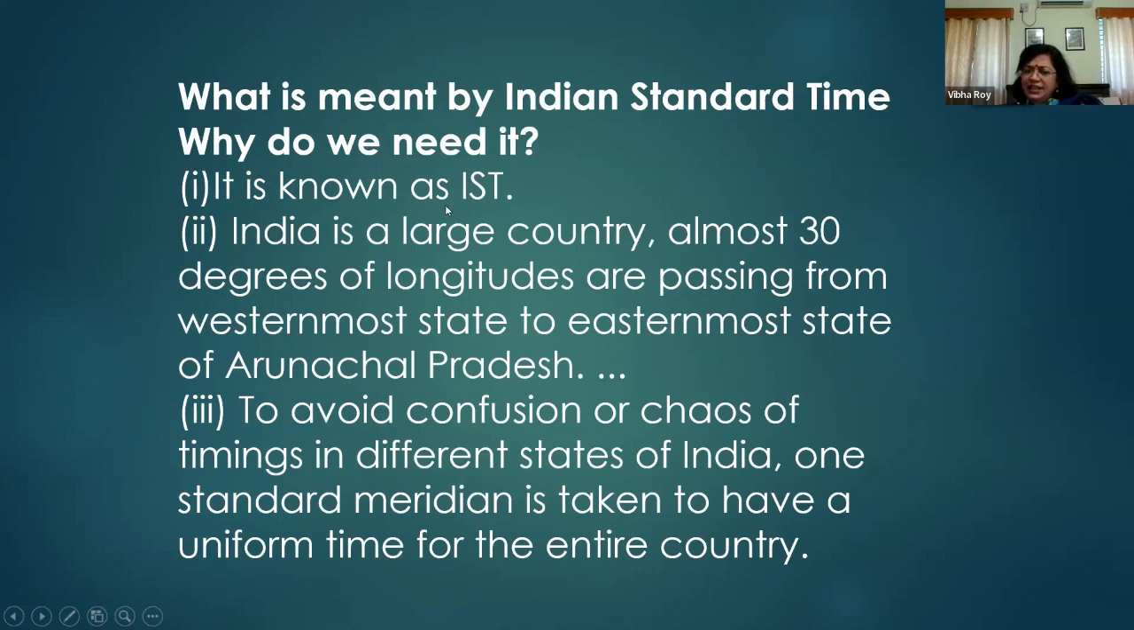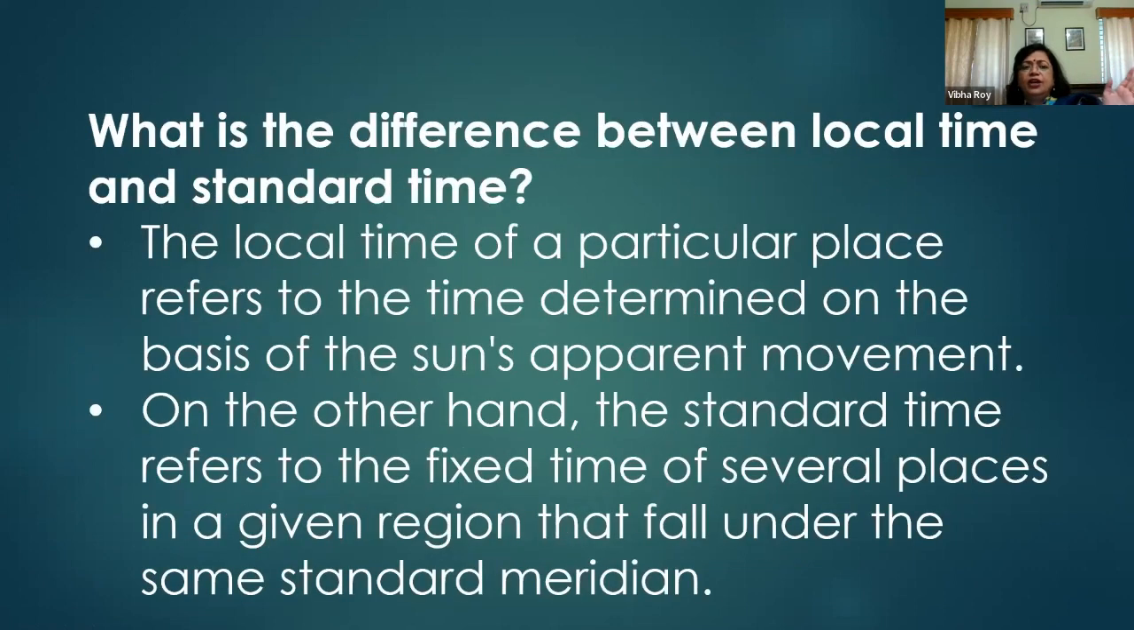Now, why do we need it? I just explained, India is a large country, almost 30 degrees of longitude pass from the westernmost state to the easternmost state of Arunachal Pradesh. To avoid this confusion or chaos of timings in different states of India, one standard meridian is taken to have a uniform time for the entire country.